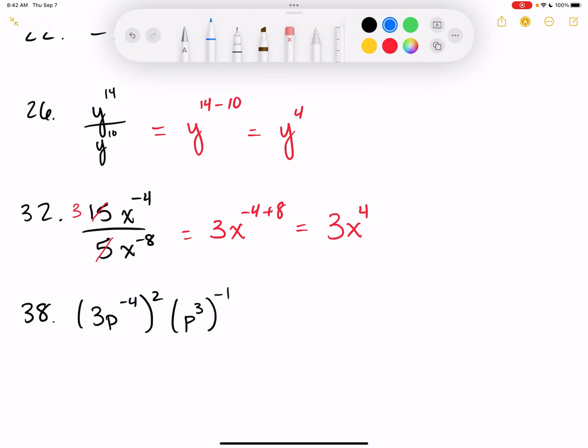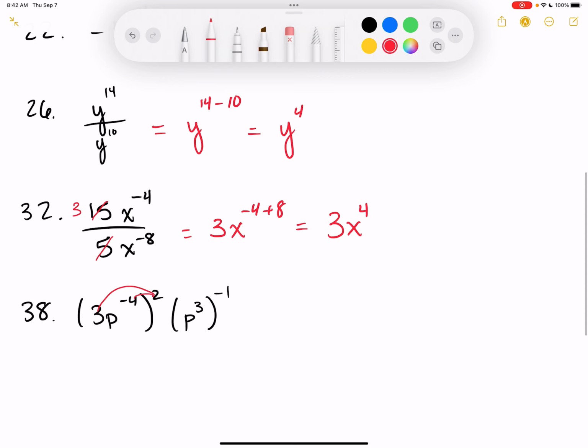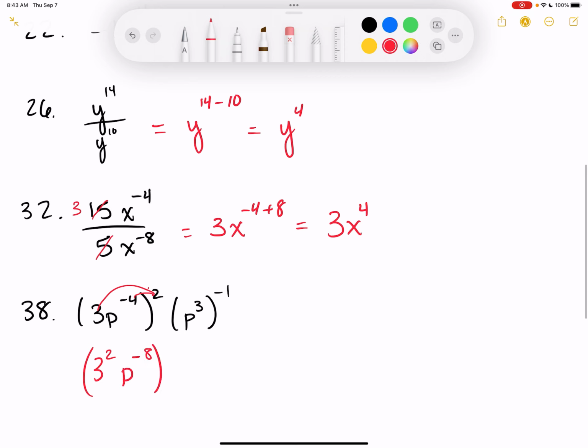Still want to follow PEMDAS, because you might be thinking, well, we have a negative, why don't we go ahead and flip it? You could, but I would rather do it the PEMDAS way first. So inside this parentheses, this 2 is going on both things. So this is going to be 3 squared, and then p to the negative 4 times 2, because power raised to a power we multiply. So p to the negative 8. Then over here, I have it being raised to that negative 1. So p to the negative 3.